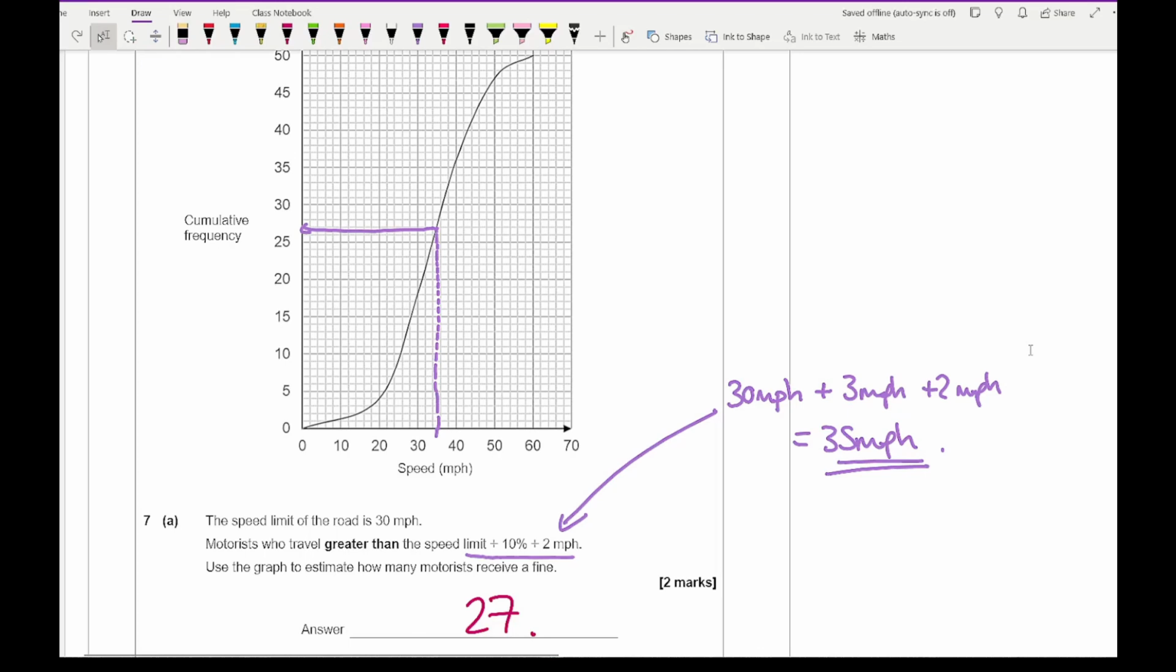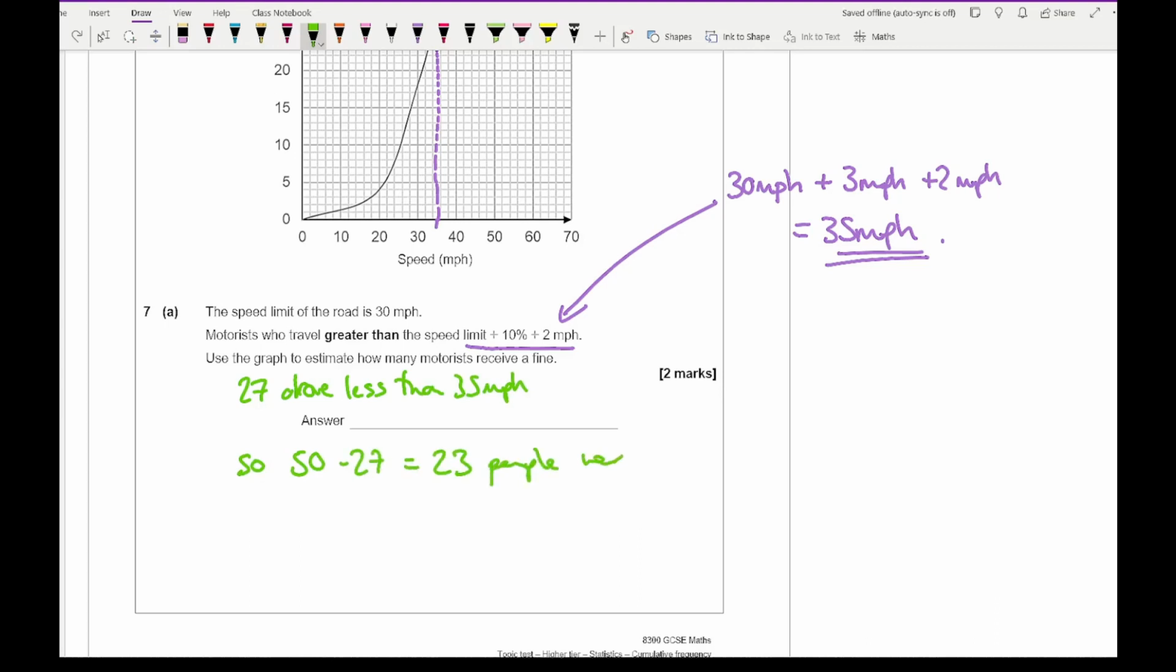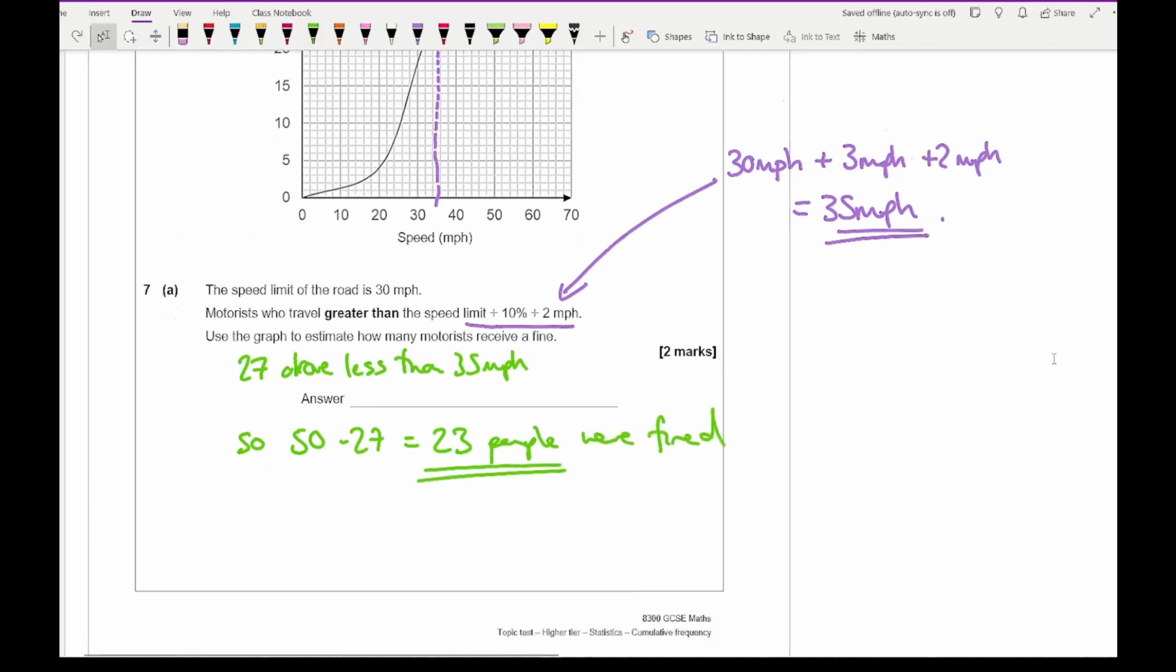There we go. So that's 27, which is here, but we've got a total of 50 people. So it's not 27, because 27 people were less. So 27 people drove less than 35 miles per hour. So 50 minus 27, which is 23 people, were fined. So the answer then is 23.